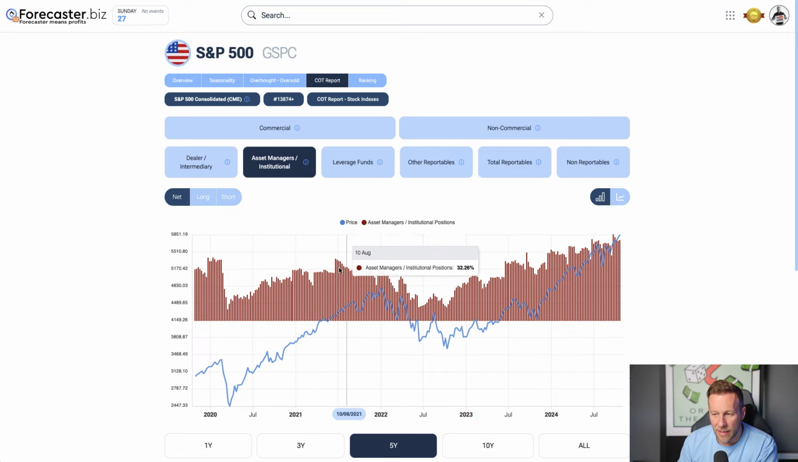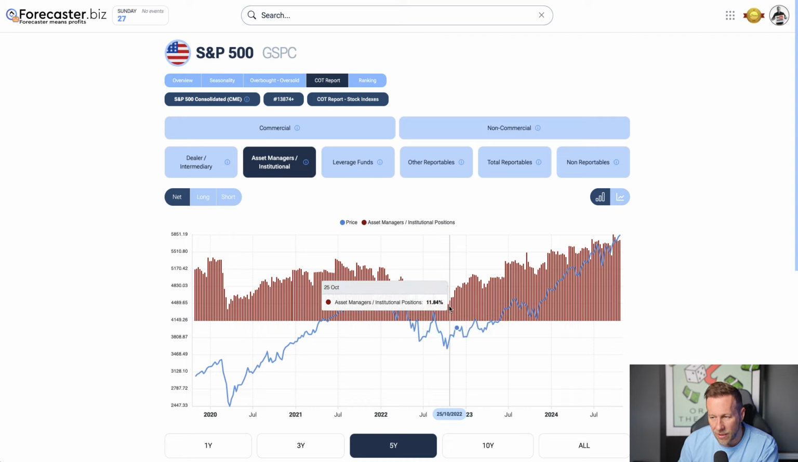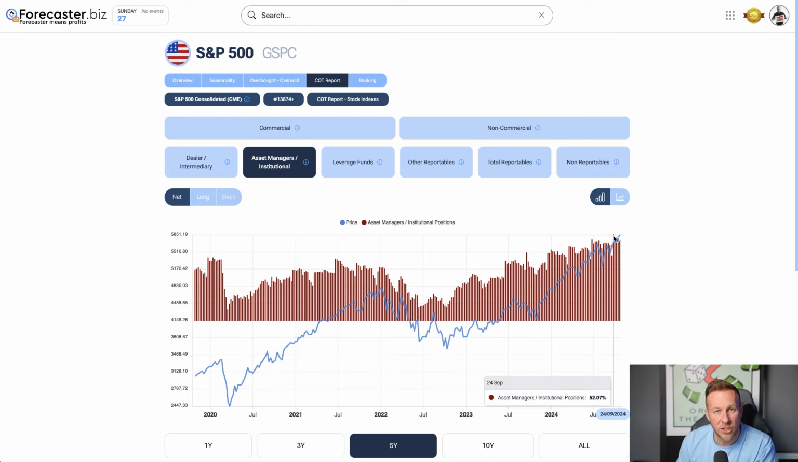Now, if you look back at 2021, 22, that's where they started to decrease. They started to close off their long positions and sell off their positions, and that triggered a big trend, which then started to pick up again around October 2022, about 2 years ago from the time of this recording. So this gives us a good indication of where institutional money is.